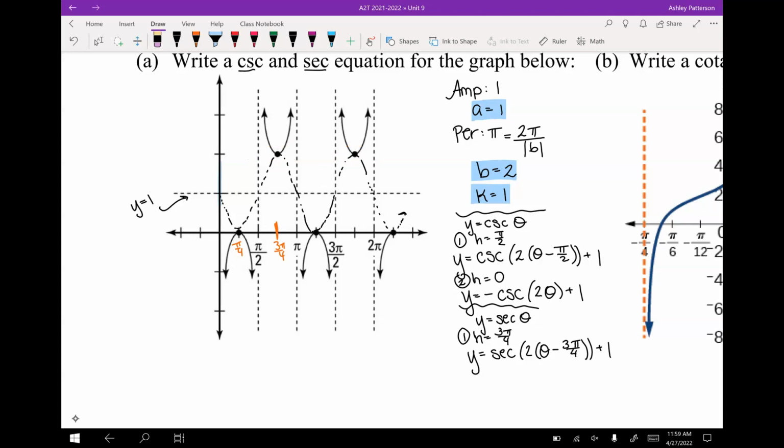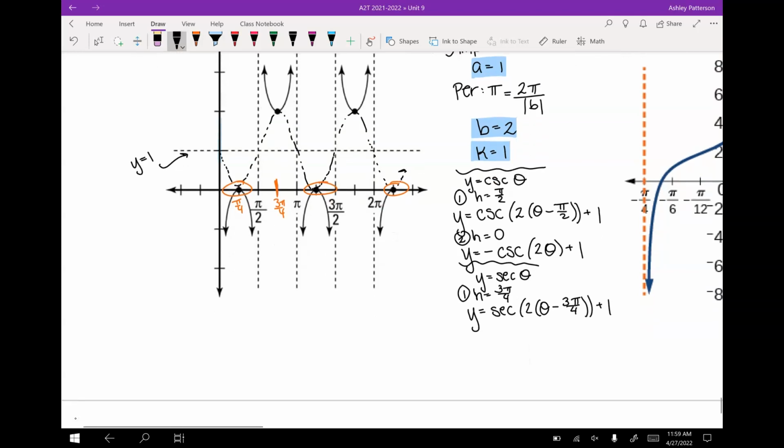But let's say you really like negative a values and you want to start at a minimum. Well, that causes a vertical reflection, so let's go ahead and choose the first one. I'm going to say that h is pi over 4. So I'm going to need a negative a value.